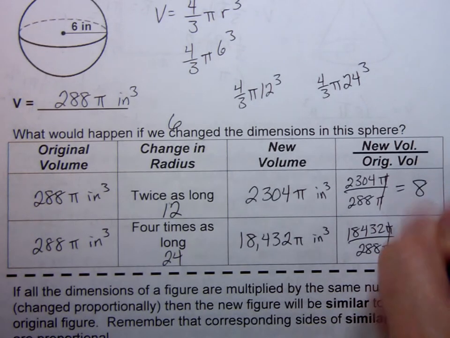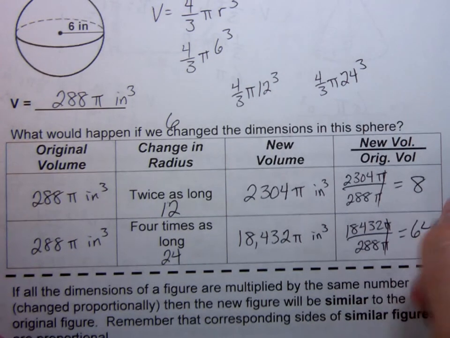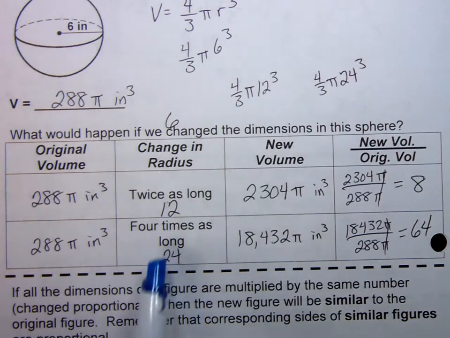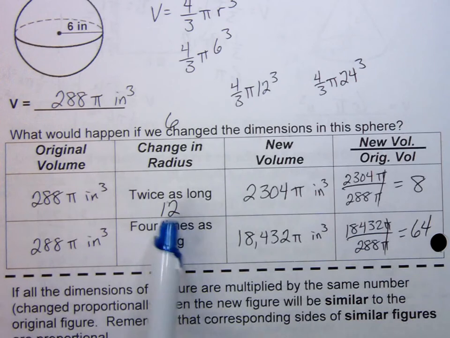So then when we take our new volume and divide it by our original volume, again the pi's cancel, but you should get a volume that is 64 times larger. And again, the radius affects all three dimensions. 4 times 4 times 4 is 64, or 4 cubed is 64.